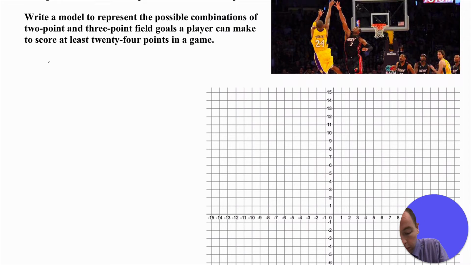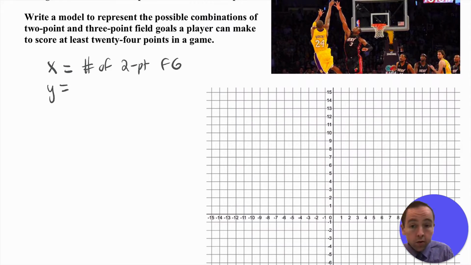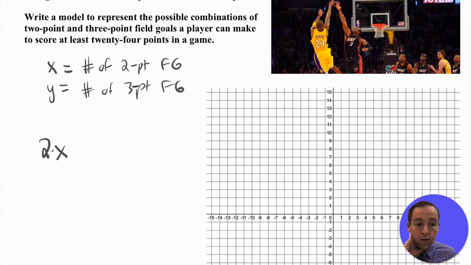So let's pick some variables to represent those. I'm going to choose X to represent the number of 2-point field goals, and then I'll pick another variable, say Y, to represent the number of 3-point field goals that we could score within that particular game. If we're to write a model for scoring at least 24 points, then clearly we want to take X, the number of 2-point field goals, and multiply it by 2, since each field goal is worth 2 points. That's going to give us the collective total of 2-point scoring. And then we'll add that with 3 times Y, and that's going to be the total number of points. And we want that to come out to be 24.